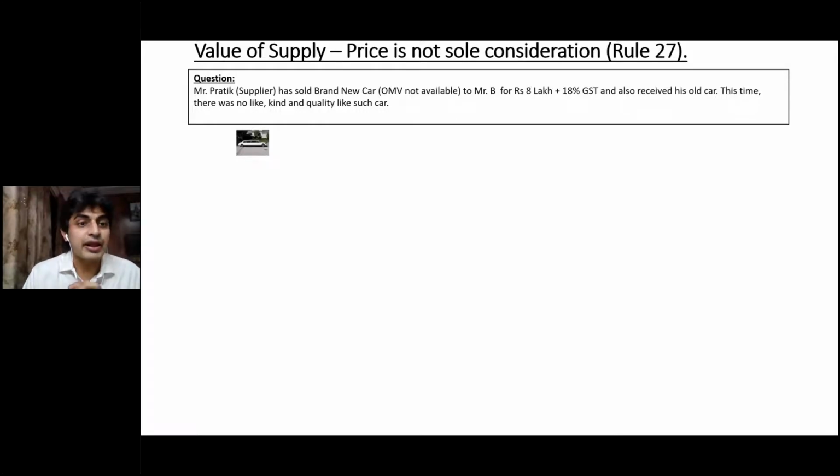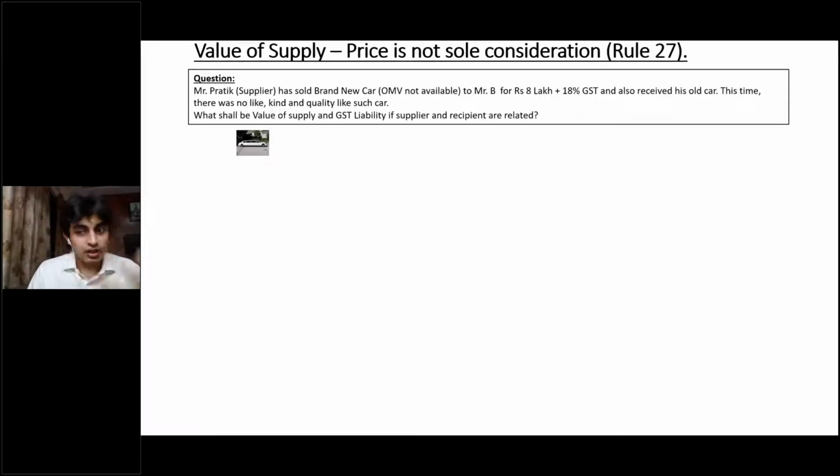Mr. Supplier has sold a brand new car to Mr. B for 8 lakh rupees plus 18% GST. And I also received the old car. This time the open market value of the new car is also not available. The open market value of the old car is also not available. As well as, there is no like kind or quality at all.